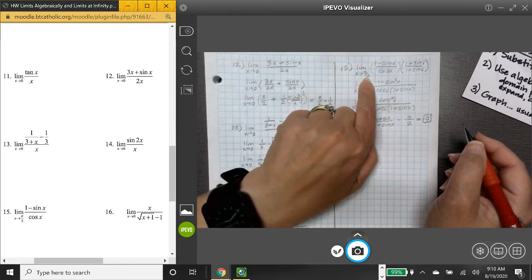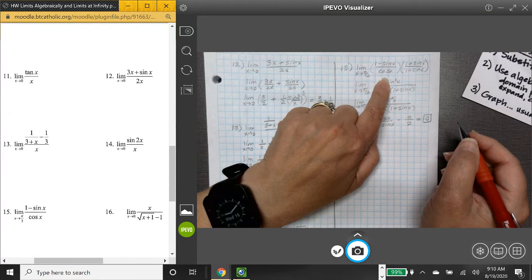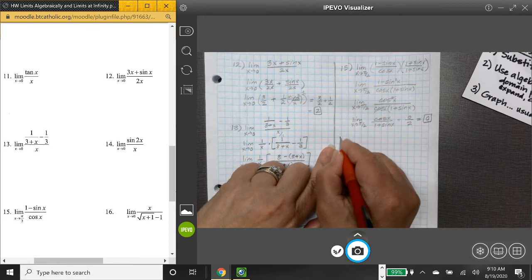But we couldn't use substitution before, because we were going to put a 0 in the cosine here and have a 0 in the denominator. And then number 16.